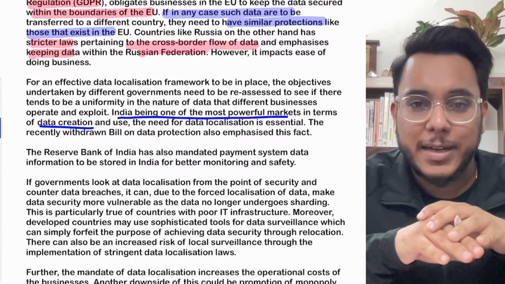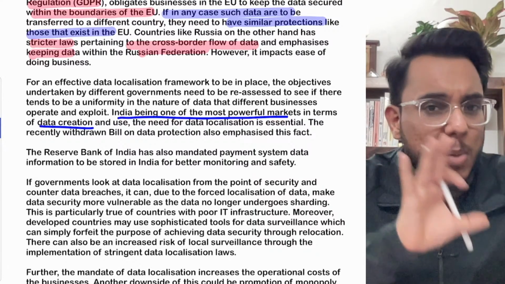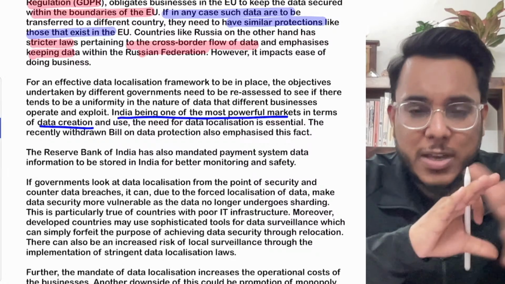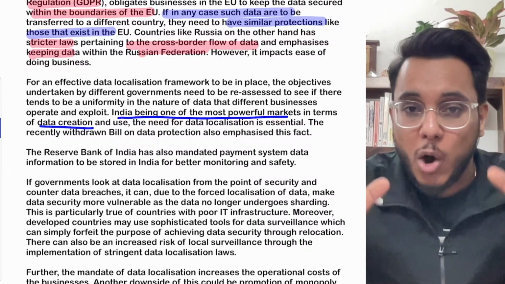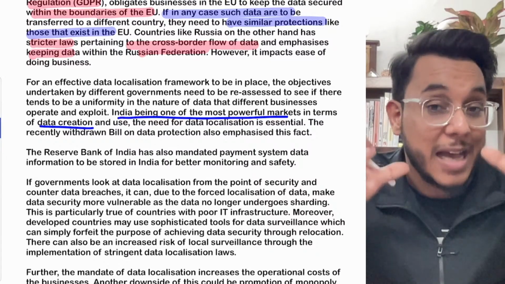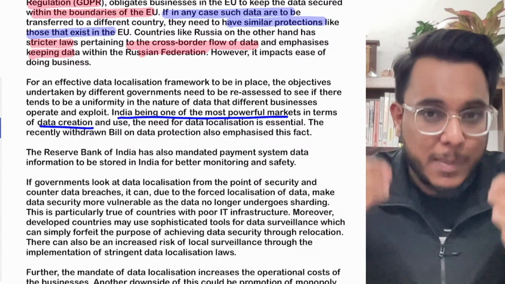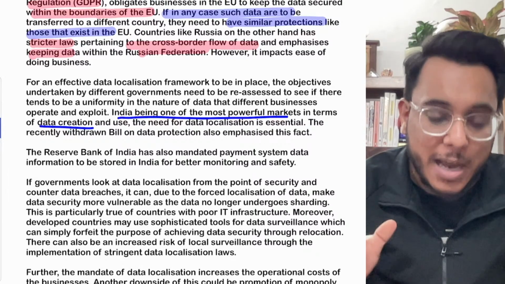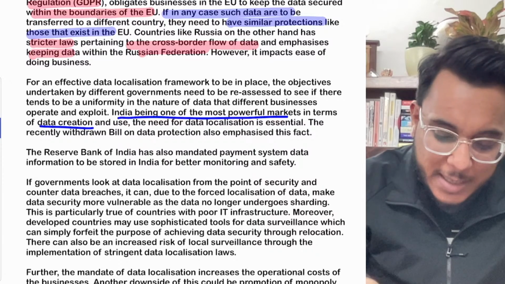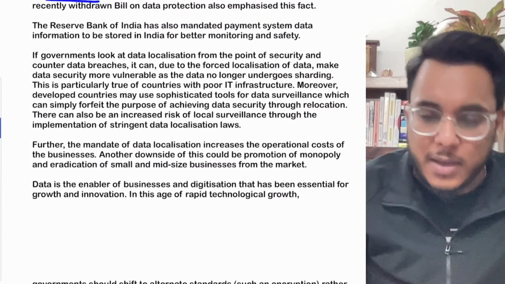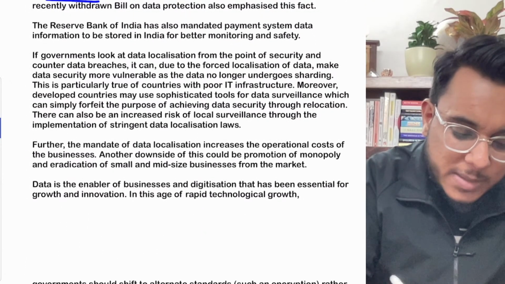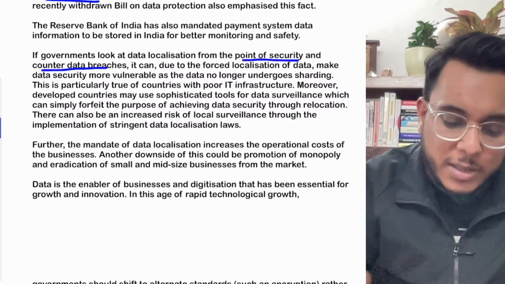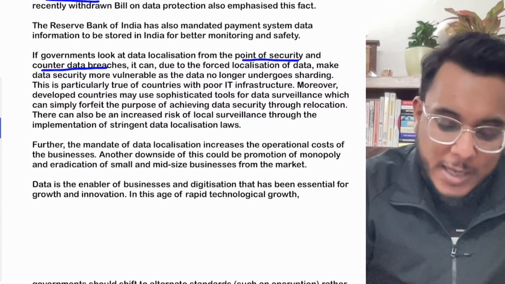Now, data localization has been emphasized for a very long period of time. For example, the Reserve Bank of India, a few years back, specifically provided that all the card operators, Visa, MasterCard, whatever data they have, has to be strictly located in India only. Since then data localization has become an important thing. Governments look at data localization from the point of view of security, to counter data breaches.